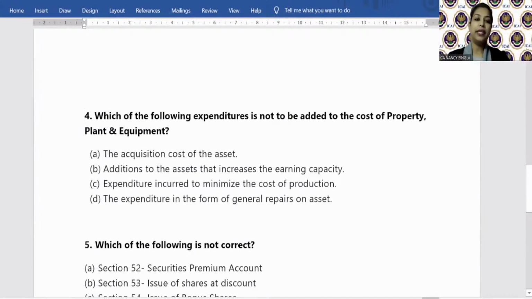Which of the following expenditure is not to be added to the cost of property, plant and equipment? ये तो हमने आज किया है ना? तो बताओ. Quickly send in your replies. Yes, Anuradha, you are correct. Which of the following is not to be added?